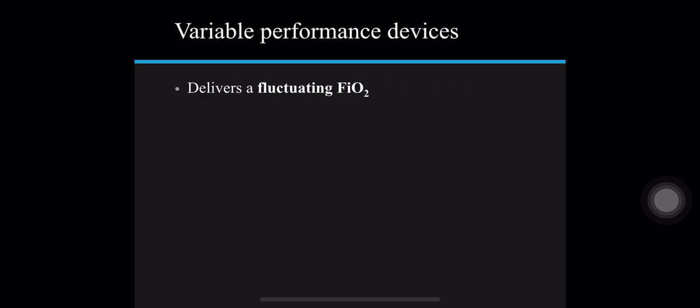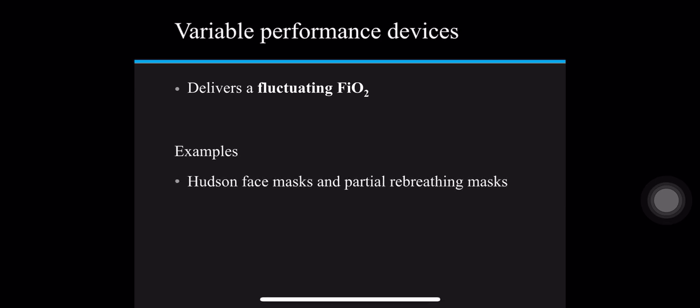Variable performance devices deliver a fluctuating FiO2. This means that their performance differs between persons or even in the same person. This differs from breath to breath. Examples are the most commonly used simple face masks or the Hudson face masks, and partial rebreathing masks, also known as non-rebreather masks, nasal cannula, and then nasal catheter.